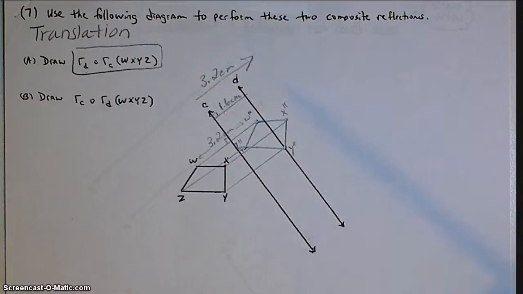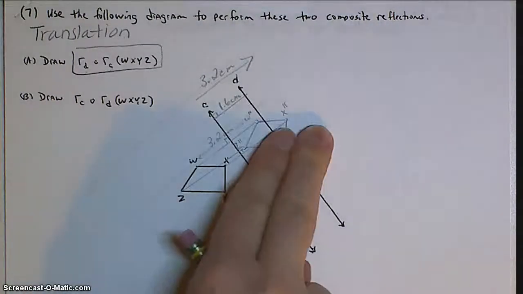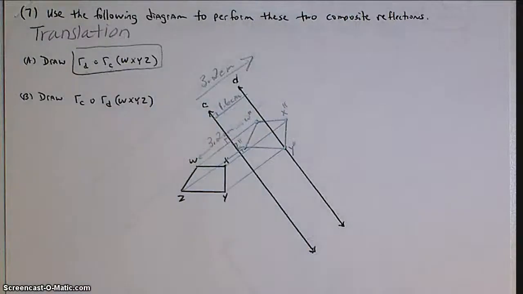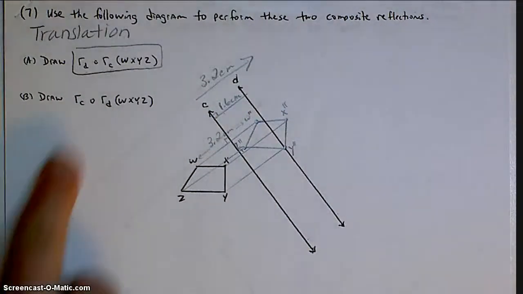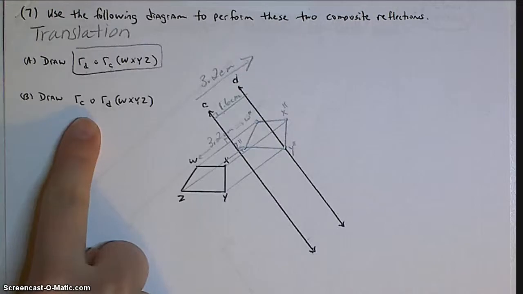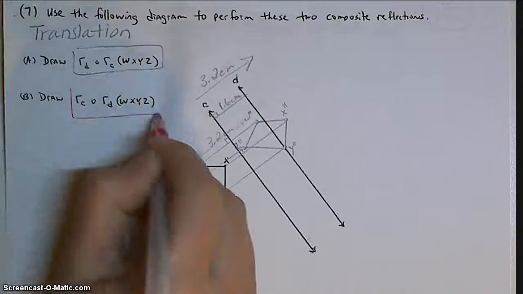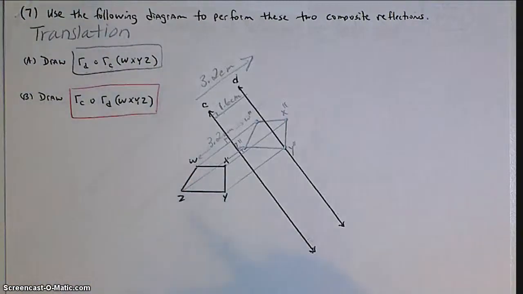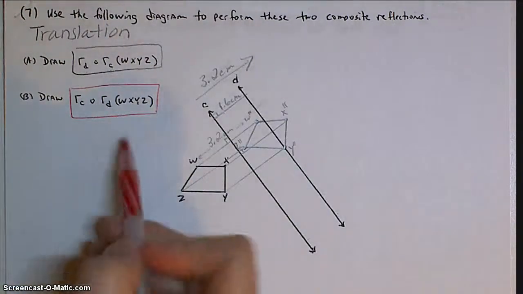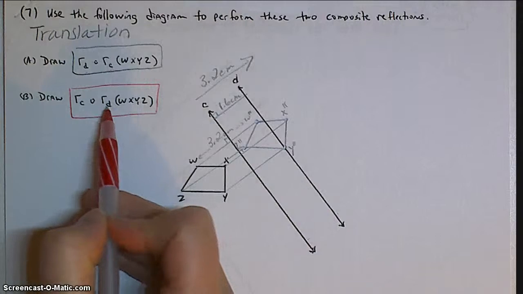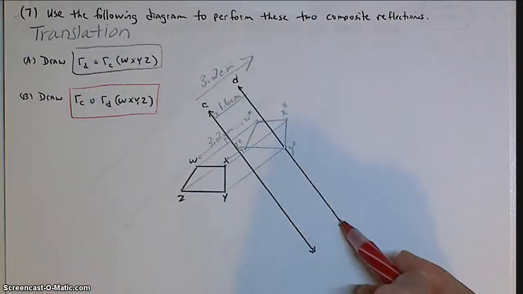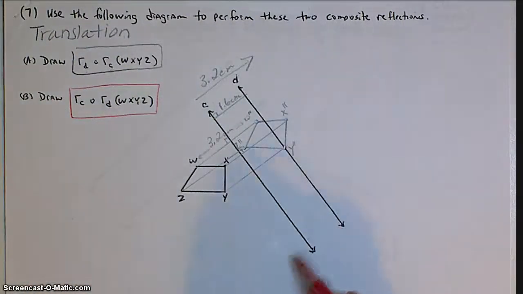And the shape should look exactly the way it did when we started, and we're just kind of sliding it up to this position. So what if I wanted to do this composite reflection, but reflect over line D first, then the line C? So I'm going to do this composite reflection in red because it's going to be a little bit different. Instead, we're going to reflect over D, then C. So starting from D going towards C, that would be in this direction.